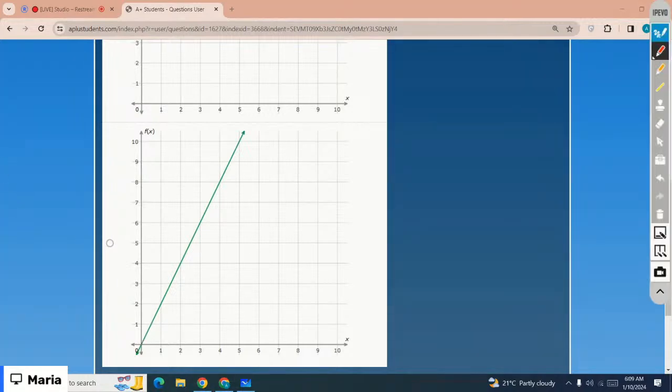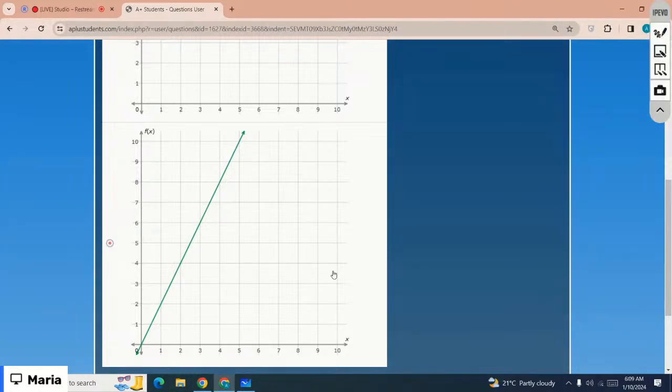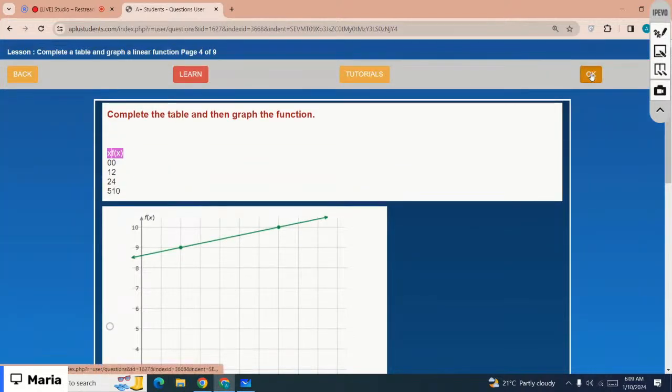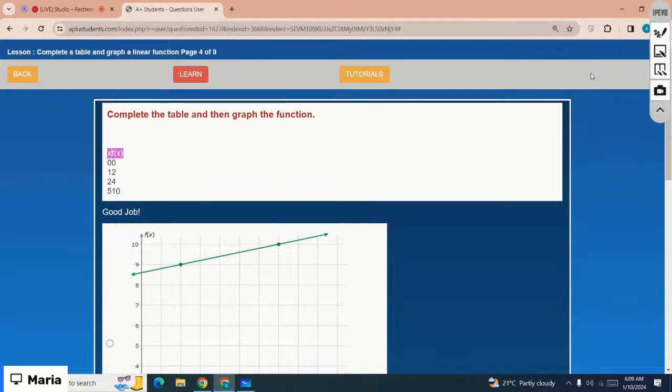Here is 0, 0. X is 1, y is 2, right? X is 2, y is 4. X is 3, y is 6. So this is the correct option, right? The correct option is the second one. You just have to match the values from the table with the graph, right?